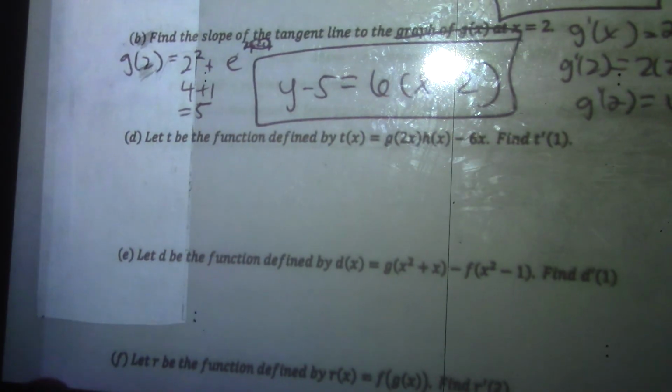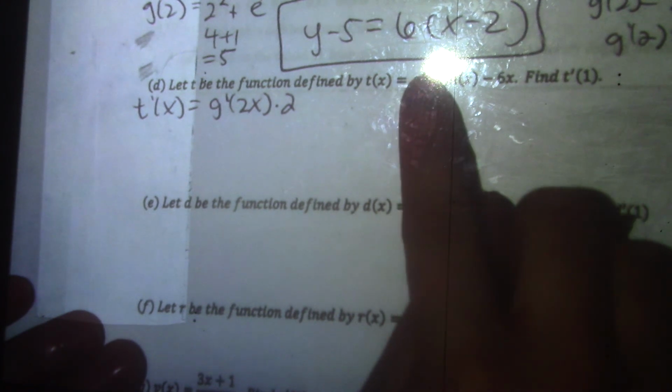Find t prime of 1, but first find t prime of x. That would be g prime of 2x. Do not forget to multiply by 2. We're using a product rule here, but within the product rule you have chain, because the derivative of g of 2x is g prime of 2x times 2.